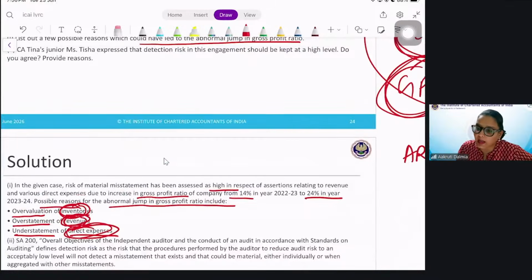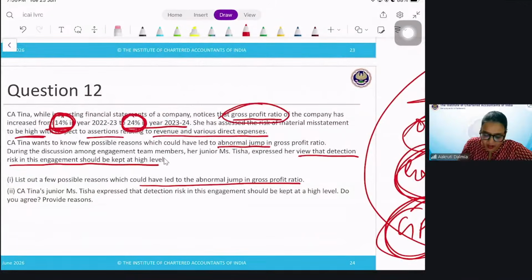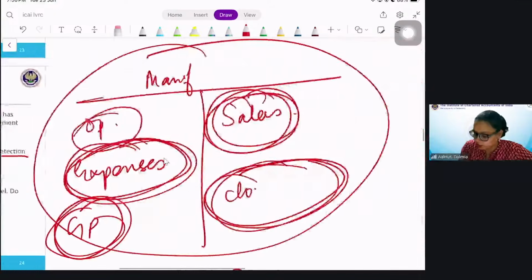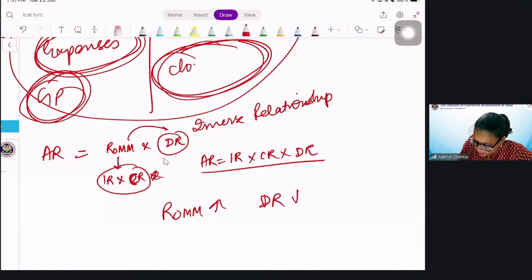Detection risk, when can it be high? When the inherent risk and control risk is low, then only detection risk can be high. If in this engagement you already know that there is a high possibility of some problem, then do you think you can keep detection risk as very high? No, because you already know that other things are high. So ROMM and detection risk have an inverse relationship. If ROMM is very high, then detection risk needs to be low.